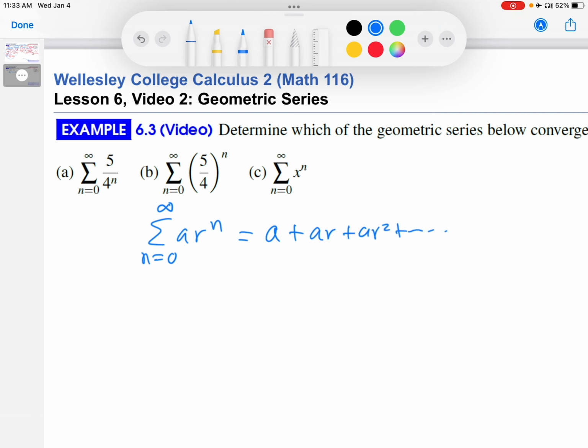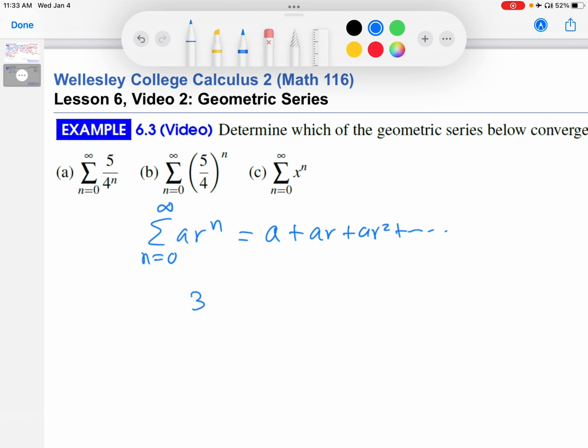So you can see that we get each term by multiplying the previous term by r, right? So multiply that by r, you get that term. So that makes it a geometric series. So it also makes it possible, for example, to write geometric series in sigma notation.